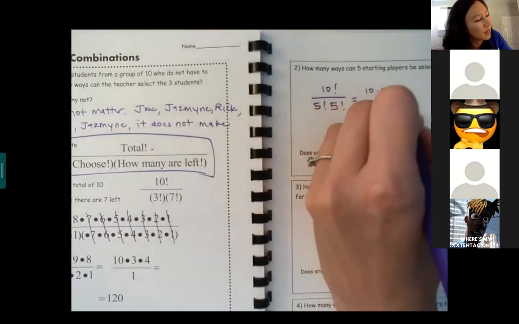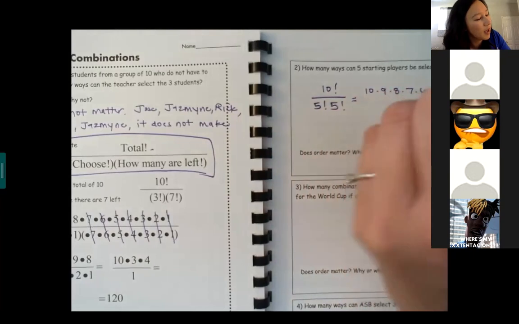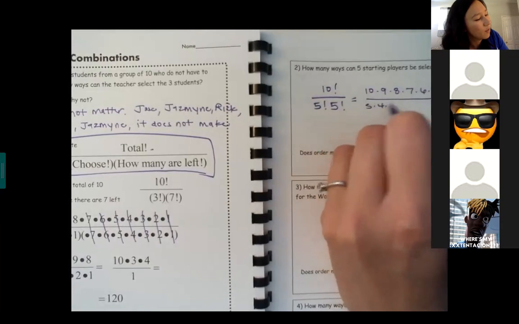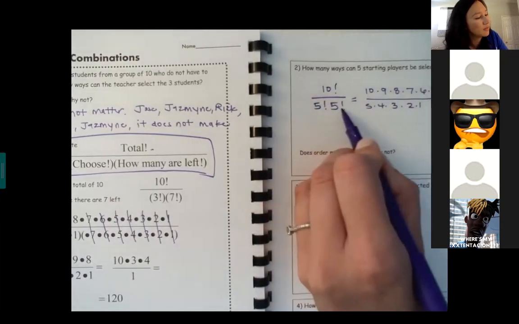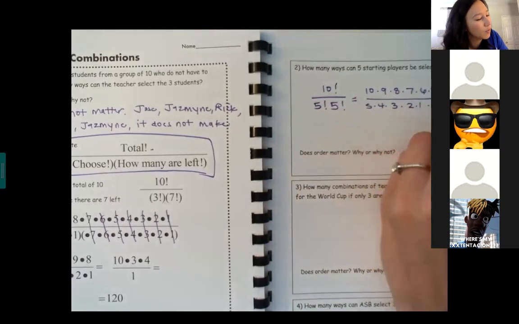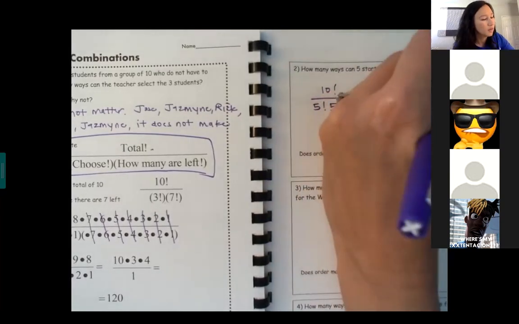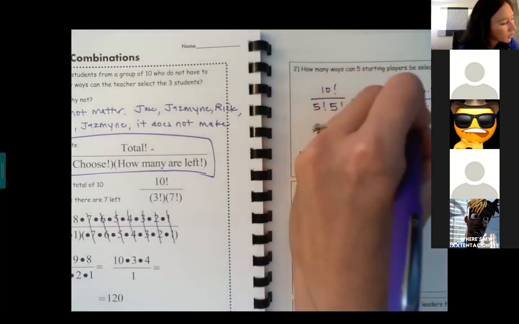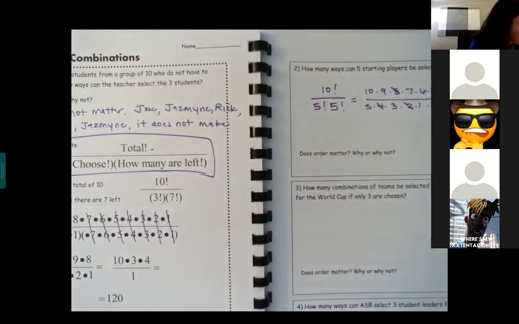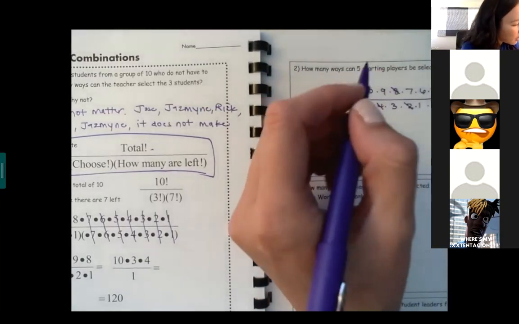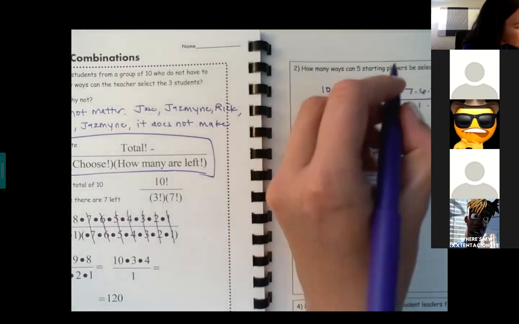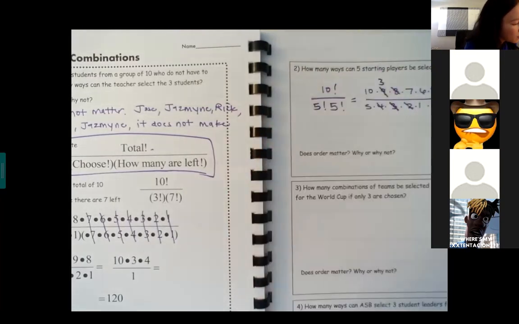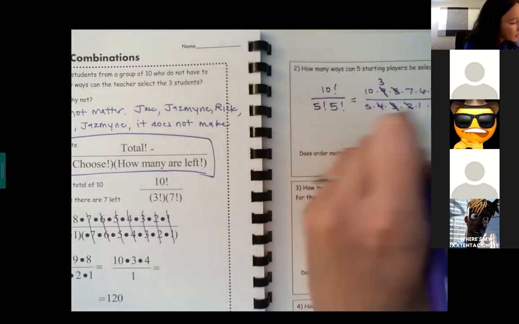So we have 10 times 9 times 8 times 7 times 6 times 5, 4, 3, 2, 1. And on the bottom, 5, 4, 3, 2, 1. That's 5 factorial. And then we have to expand 5 factorial again, 5, 4, 3, 2, 1. So all of these can be crossed off. And then 4 and 2 would cancel out 8. And then the 3 and the 9 would become a 3, and then we can multiply. That makes it a little bit smaller.